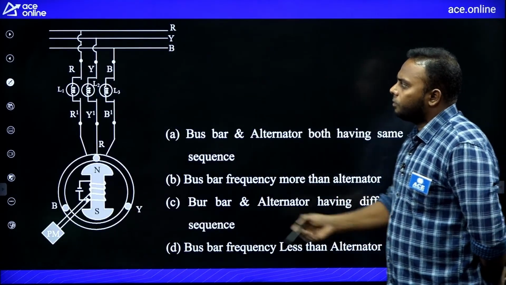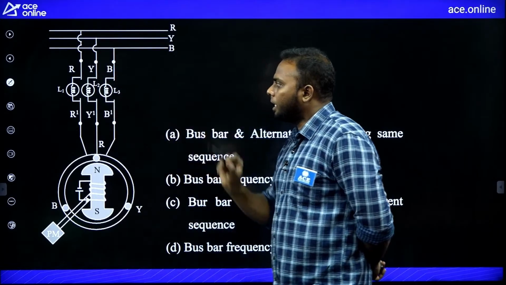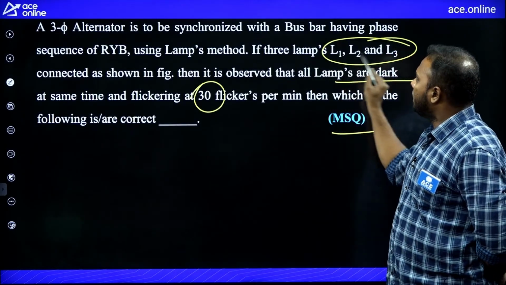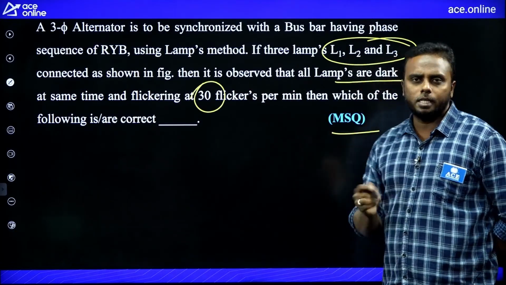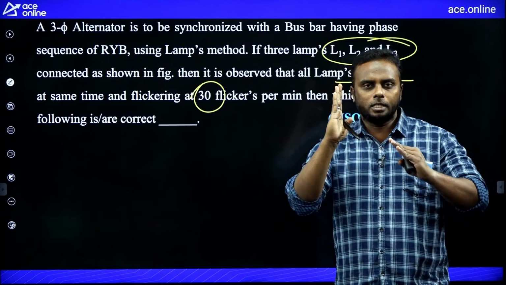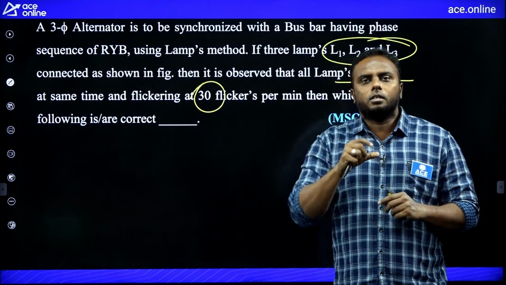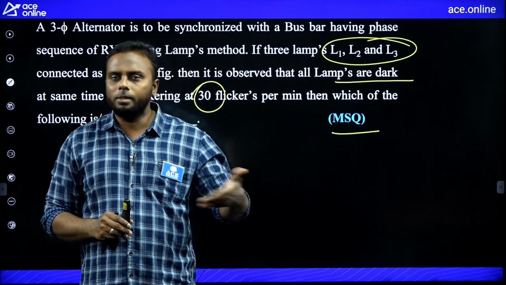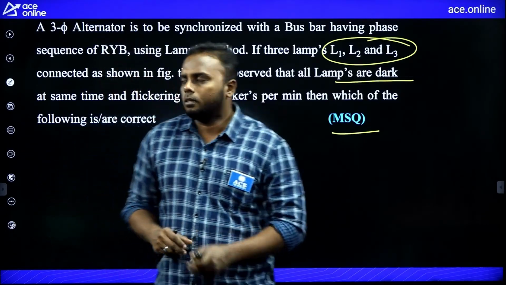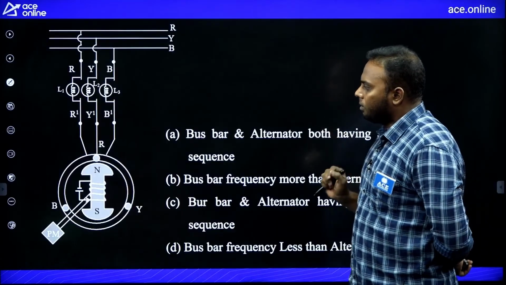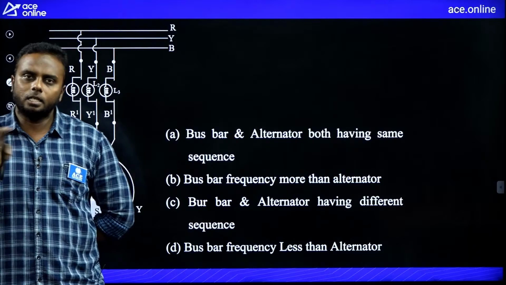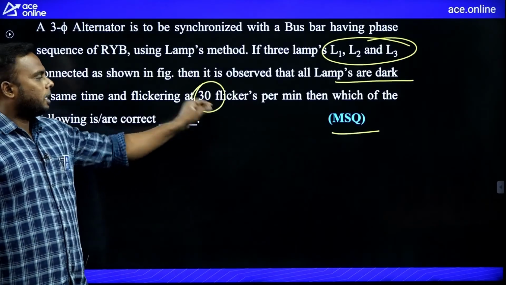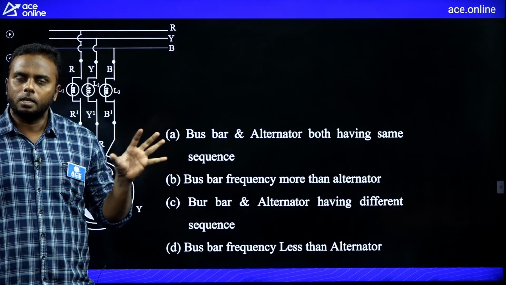Now you see the options and figure. So L1 connected between RR dash, L2 between YY dash, L3 between BB dash. Now according to this statement given, it is observed that all the lamps are dark at same time. Means RR dash in phase, YY dash in phase, BB dash in phase at same time, because dark at same time means the voltage difference here is 0. That's why lamps are dark at that time. So is the phase sequence same for both? Yes, phase sequence is same for both. RYB, this is also RYB sequence. Same sequence is there, but frequency different. That's why it is flickering. 30 flickers per minute means there is some difference in the frequency of bus bar and alternator.